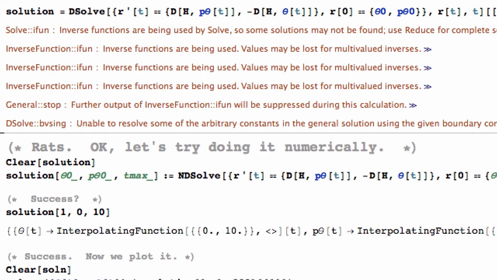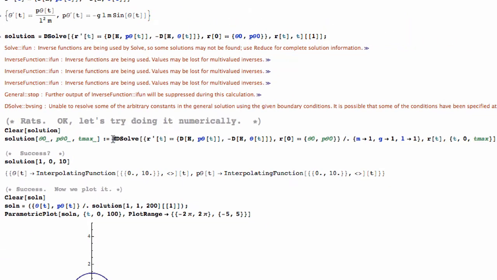So once Mathematica fails to do it analytically, what I tend to do is I tend to do it numerically. You can always plug the numbers in and see what happens. And it doesn't work particularly differently as far as I'm concerned, because I'm just making my pretty pictures anyway. So here's my code again. Now instead of using dsolve, I use that little n there.